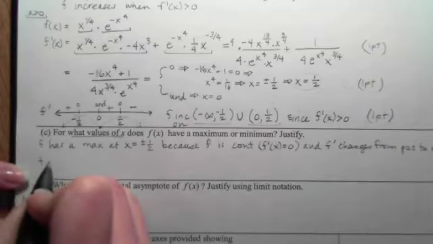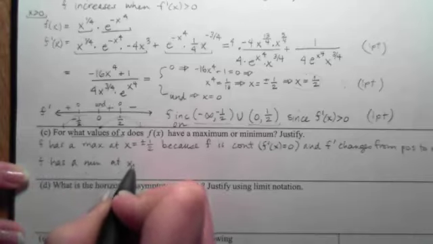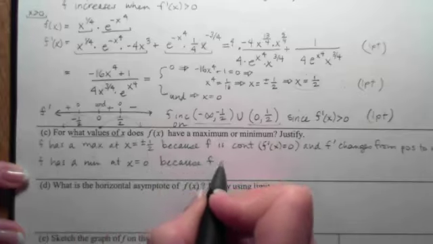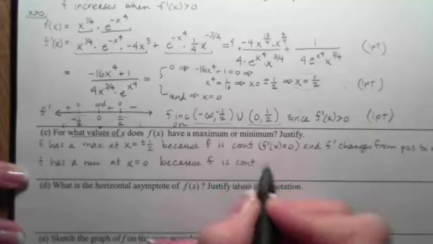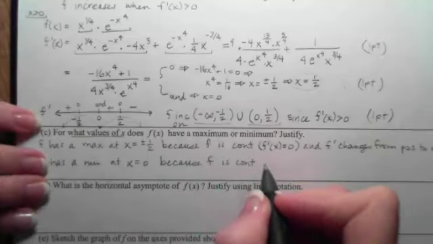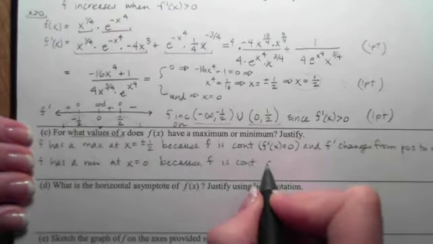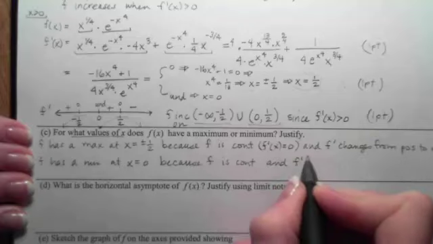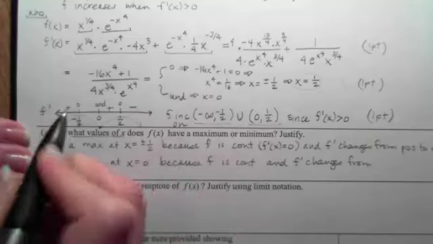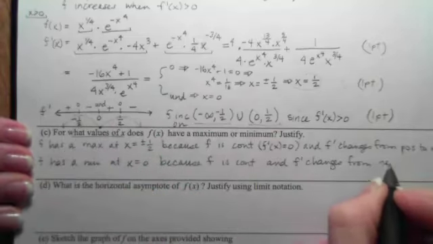Secondly, we have a min at x equals 0, and the reason that happens is because, again, f is continuous. We saw up at the top that f had no problems when it came to 0. We could plug that in, so we're going to be continuous, and f prime changes, this time at 0, from negative to positive.